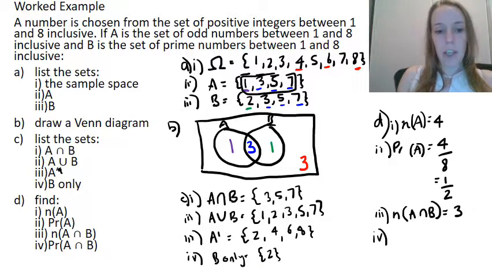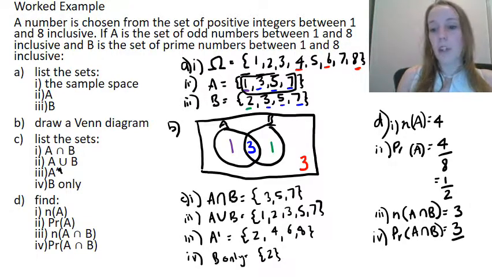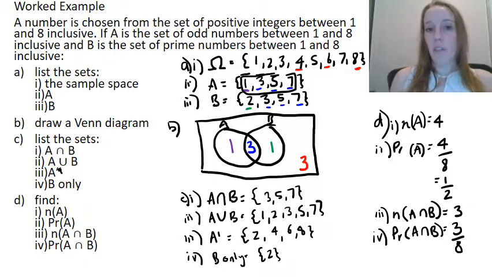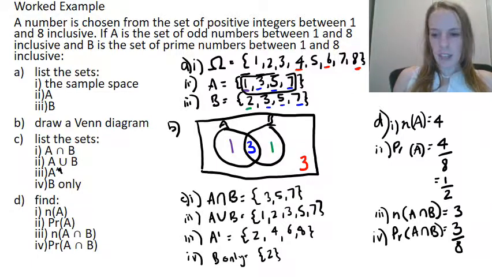And our last question is, what is the probability of drawing a number that's in the intersection of A and B? So obviously there's 3 numbers there, which was 3, 5, and 7, out of a total of 8 numbers. So that's 3 over 8. And we can't simplify that fraction any further, so we're just going to leave it like that. So that is an 8 there as well, not a 6. I think I just made that worse.